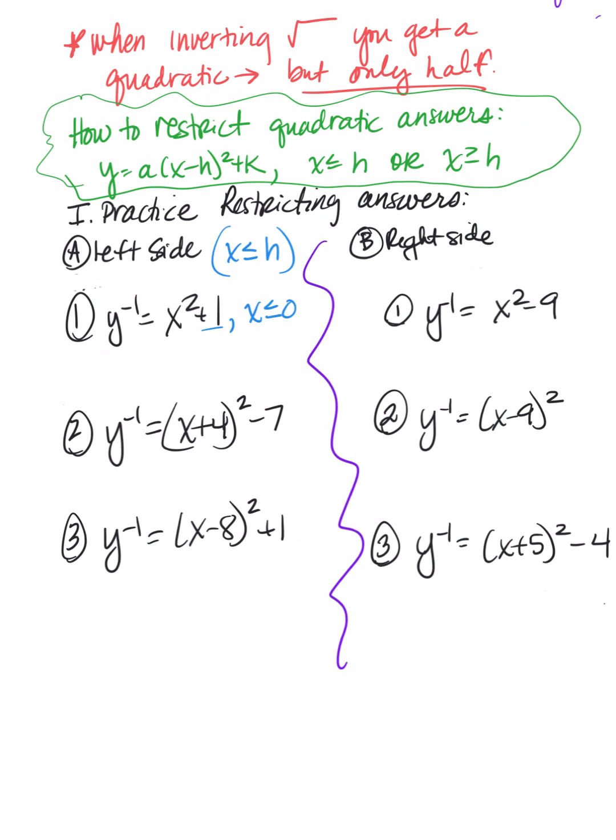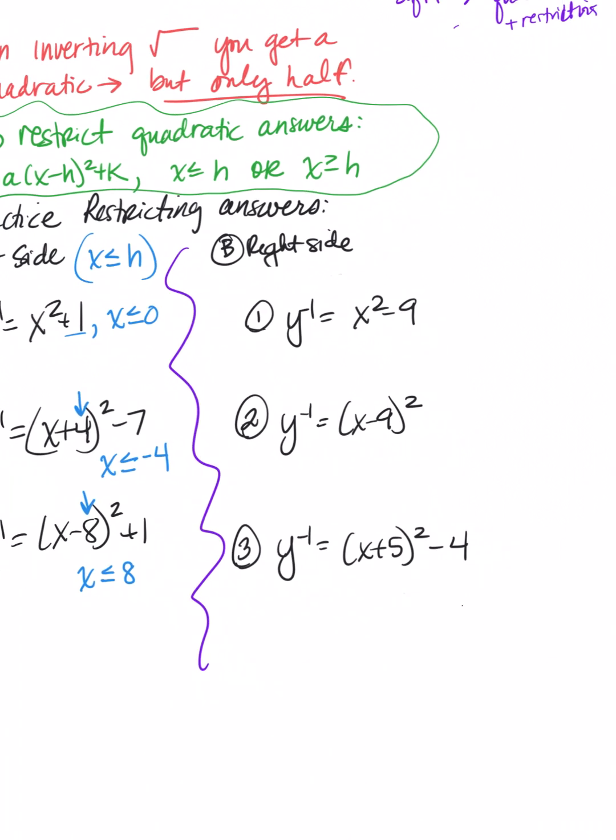On number 2, here's my h value, but remember I have to change the sign of it. So it's going to be x is less than or equal to -4. Number 3, again, h is right here, but I have to change the sign, and it's left, so it's going to point left, and it would be x is less than or equal to 8. Now, if we switch it to the right side, that means my inequality will be x is greater than or equal to whatever h is.